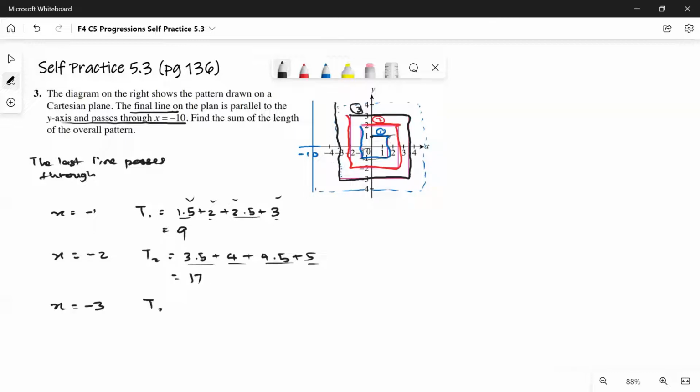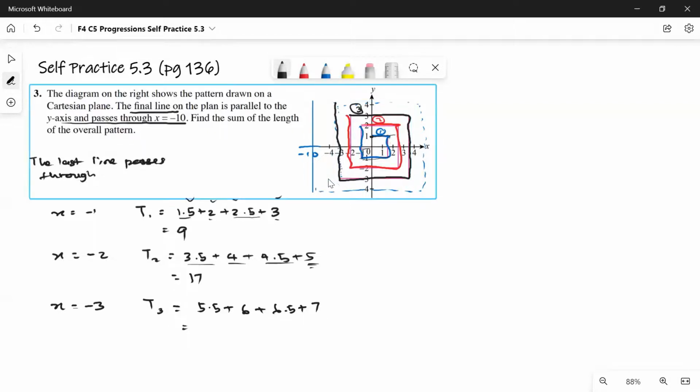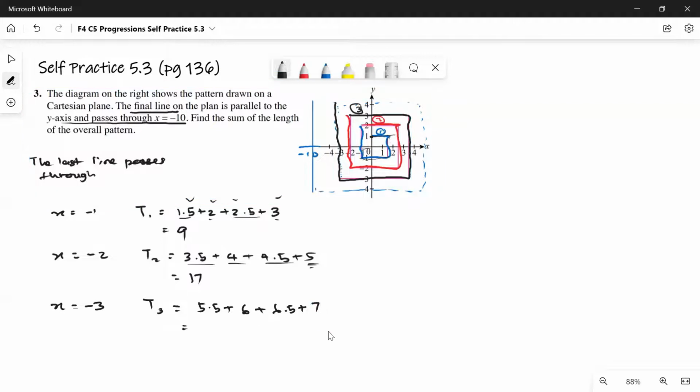For our third cycle, the last line passes through x equals -3, and that will be our third term. So continue from 5. We have 5.5 plus 6 plus 6.5 plus 7. Double check if you're not sure. Look at the black line. From -2 to 3.5, that will be 5.5. This part from 3 to -3 is 6. From 3.5 to -3, we have 6.5. And from -3 up to 4, that will be 7. Therefore, add all together: 5.5 plus 6.5 is 12, 12 plus 13, so we have 25.